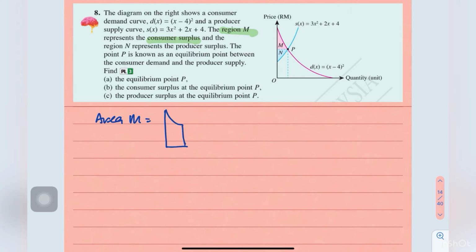Okay, all this one. Okay, minus the rectangle. Okay, so just now point P is 1, 9. Okay, so this one 1, this one 9.